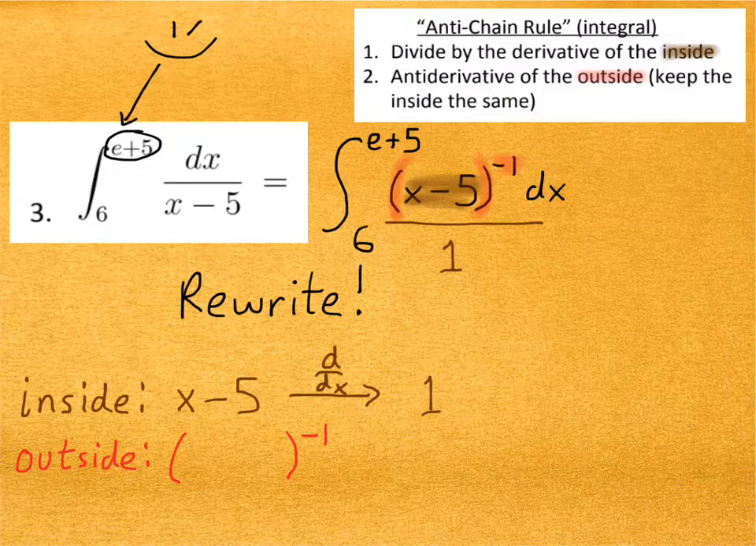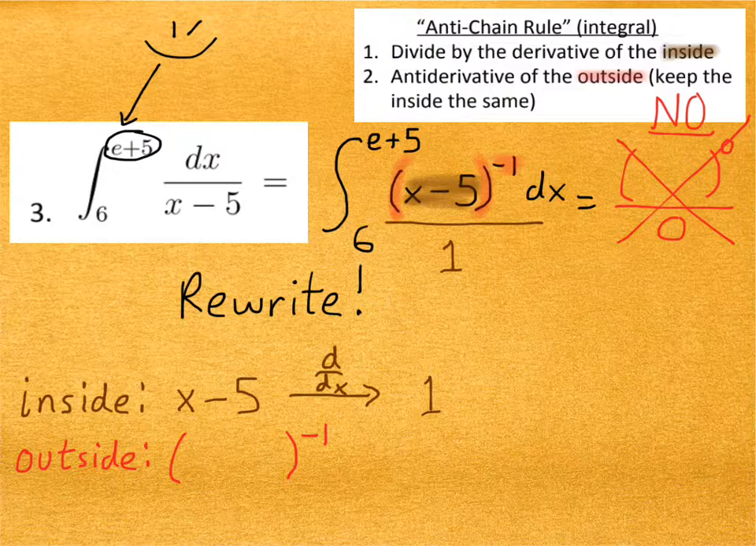Okay. So now I need the antiderivative of the outside. Okay, so how do I do an antiderivative of something to the power negative 1? Well, here's what a lot of people do that isn't right. Well, let's increase the power by 1 and then divide by the new power. Except you can't divide by 0. Don't do that. Okay, what do we do instead?